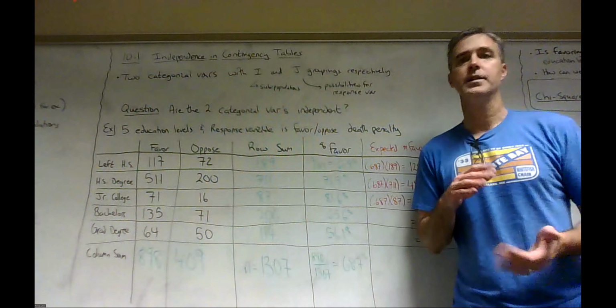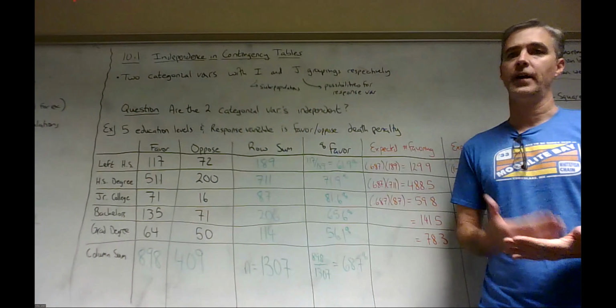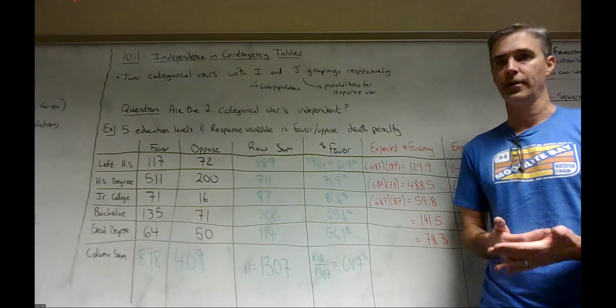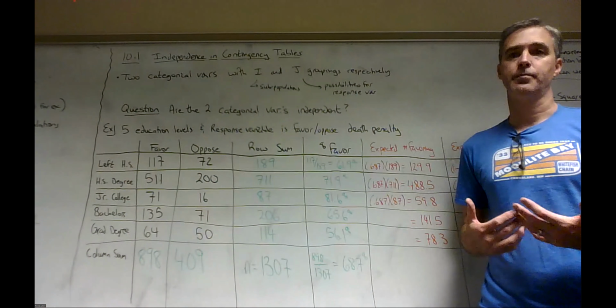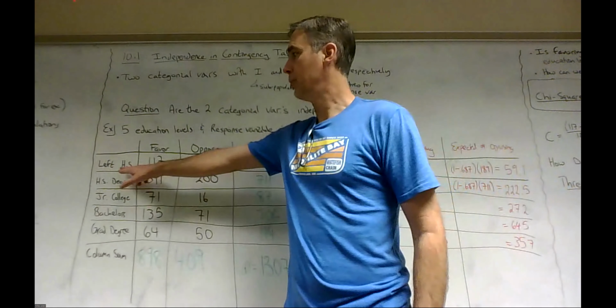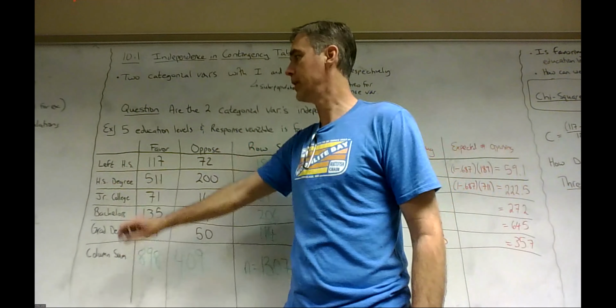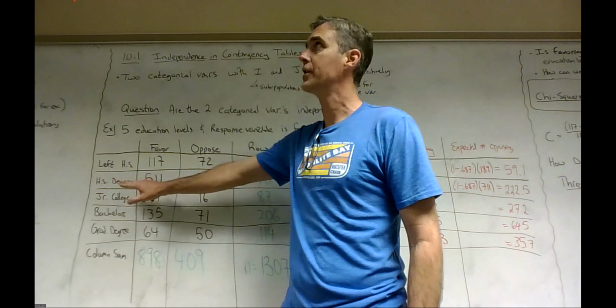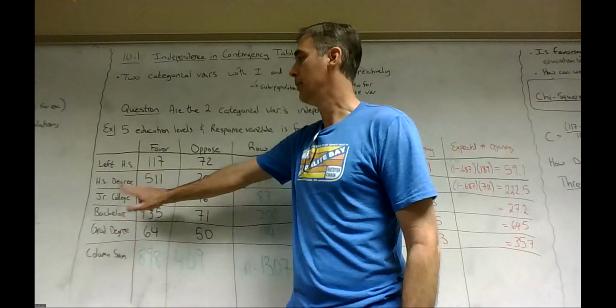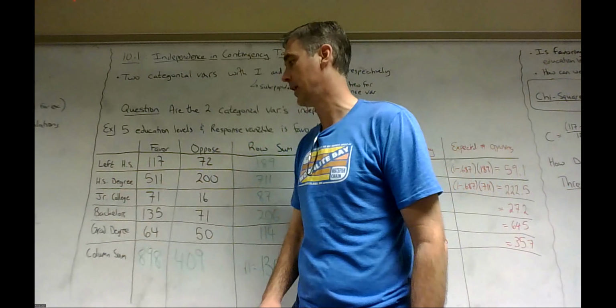In this example, we've gathered a bunch of data and asked a bunch of people, are you in favor or do you oppose the death penalty? And we've grouped these people by their education levels. We've got people who did not get a high school diploma, who left high school before they graduated. People whose highest educational level is a high school degree. People who went to junior college. People who achieved a bachelor's degree. People who achieved a graduate degree.